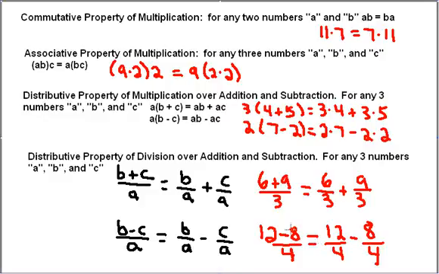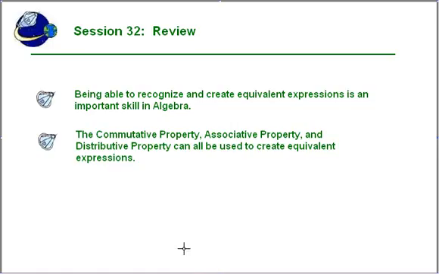So that's a lot in this particular session here that you need to learn. And you actually need to memorize these. Your commutative properties, your associative properties, and your distributive properties all need to be memorized. You'll be using those for quite a long period of time. Lastly, as far as your review goes, being able to recognize and create equivalent expressions is a very important skill in algebra. And the commutative property, associative property, and distributive properties can all be used to create equivalent expressions. Okay, that'll wrap up session 32.